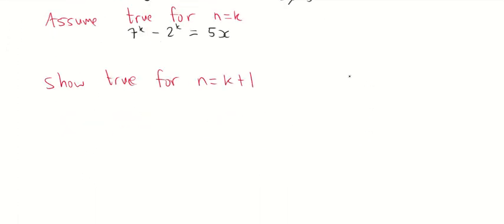Now I'm going to show that it's true for n equals k plus 1: 7 to the power of k plus 1 minus 2 to the power of k plus 1.